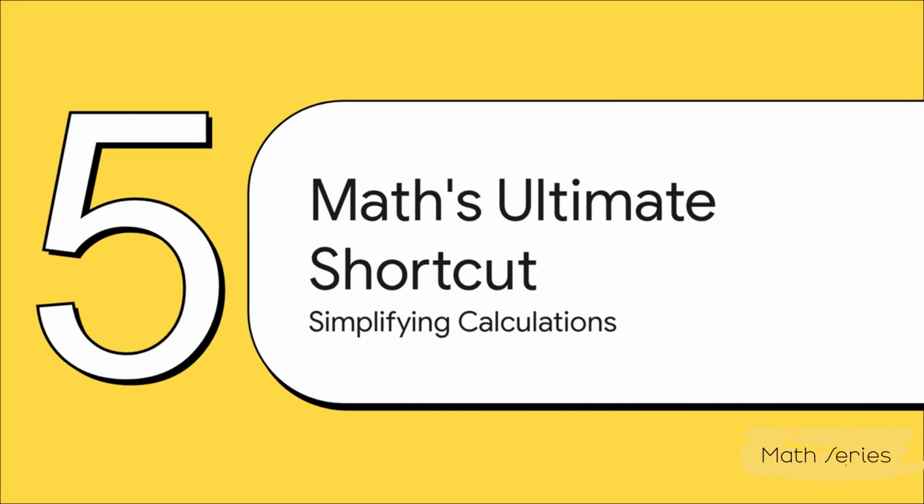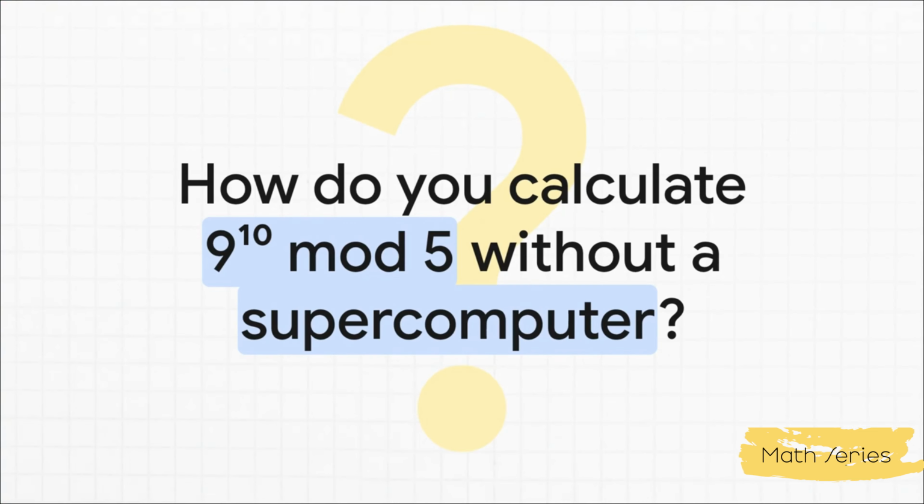So that's the crucial point here. These properties give us this incredible shortcut. They let us take on problems that seem impossibly huge and shrink them down to something we can actually manage. All right, let's put this shortcut to the test. How would you even begin to calculate 9 to the power of 10 mod 5? I mean, 9 to the 10th power is almost 3.5 billion. Trying to figure that out and then divide by 5 to find what's left over? That sounds totally impossible without a supercomputer.